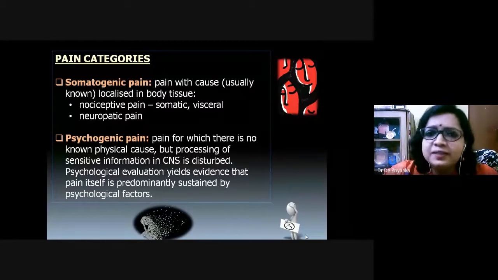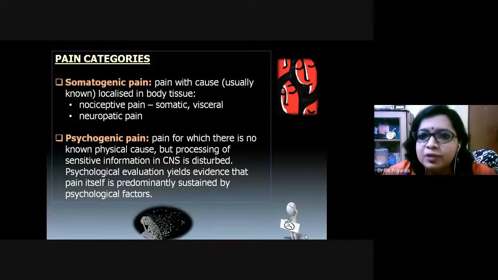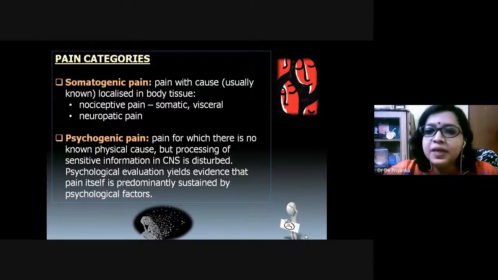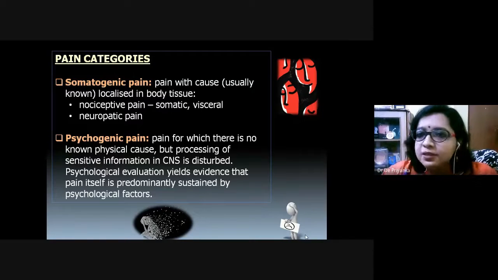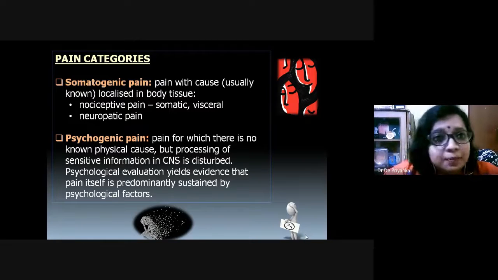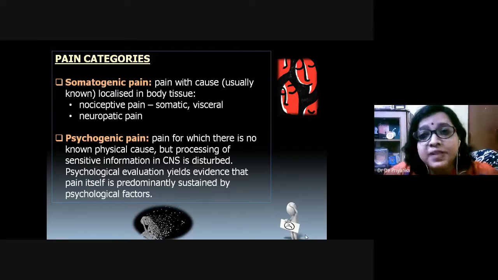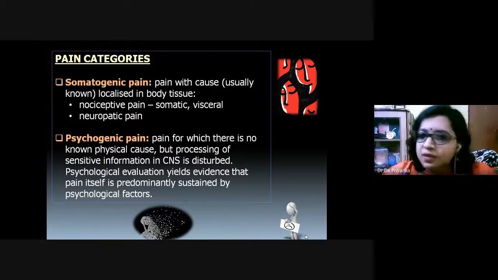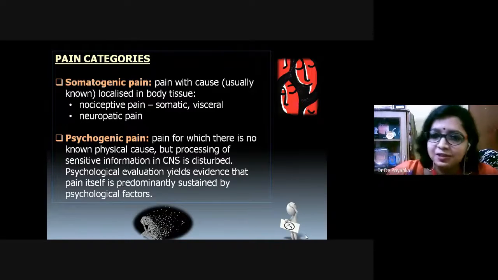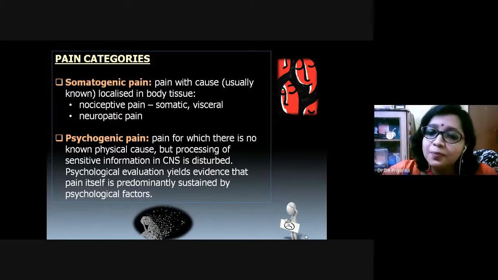Now, to make it very simple, somatogenic pain is a type of pain that happens with respect to any target body tissue. That means the pain can be a body pain, somatic pain. It can be on the skin, superficial pain. It can be subcutaneous, or it can be deep inside. We call it visceral pain, like pain at the level of the stomach, intestine, brain, heart. On the other hand, we have the neuropathic pain, which I discussed. But there is another pain which we must not ignore.